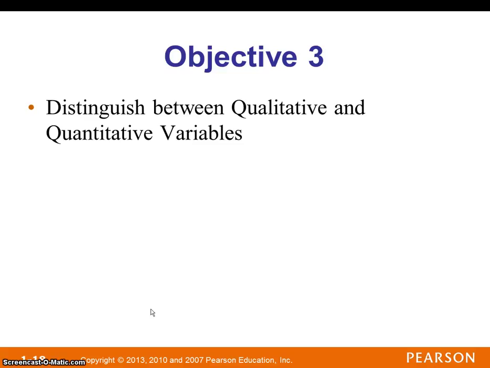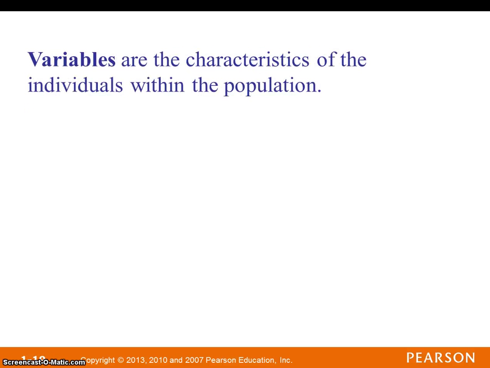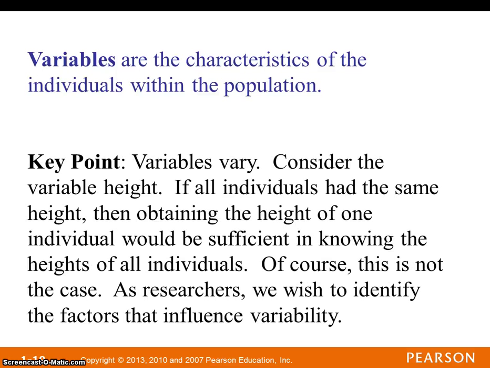So objective 3, we want to distinguish between qualitative and quantitative variables. Variables are characteristics of an individual within a population, and that could refer to many different things. It could refer to height, age, weight, IQ scores, anything. The key point is that variables change, right?